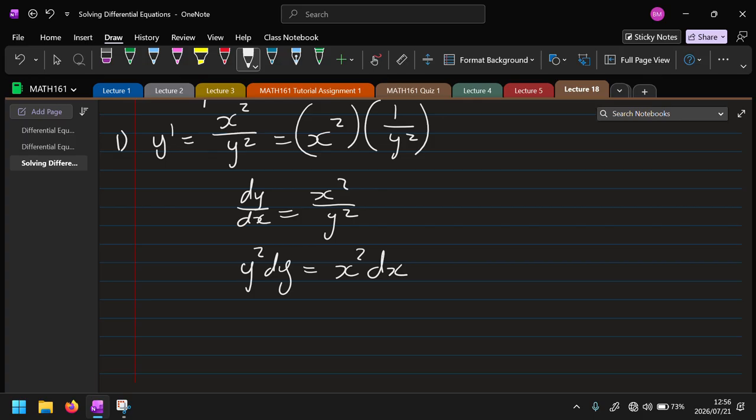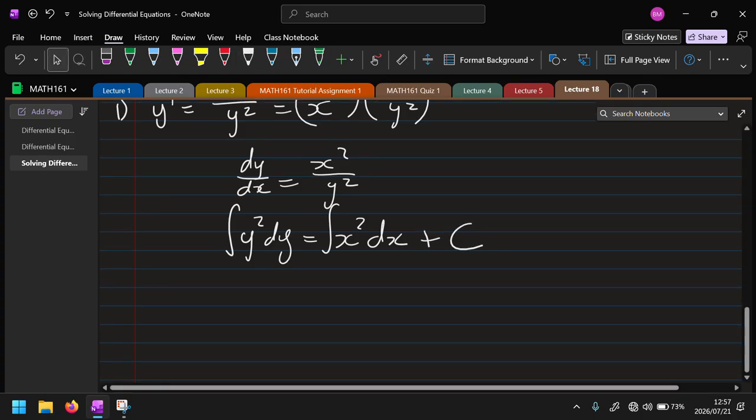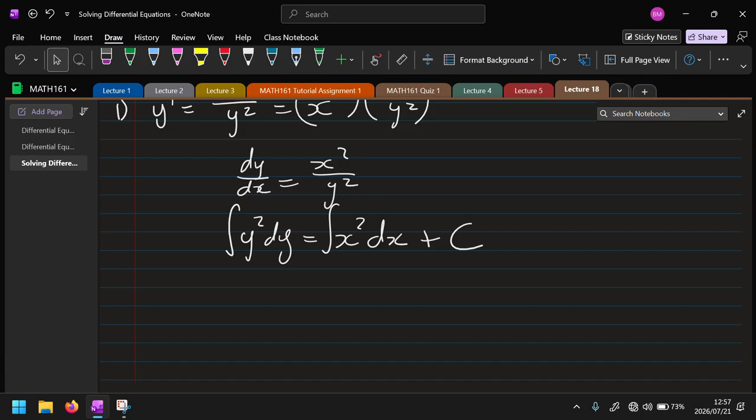Okay, now we're missing our integral signs, so let's put those in. And then after we're done with the integration, we have a plus c. So let's put that in. Now, straightforward. Two integral problems. One with y, one with x, but we just treat them as two separate problems.